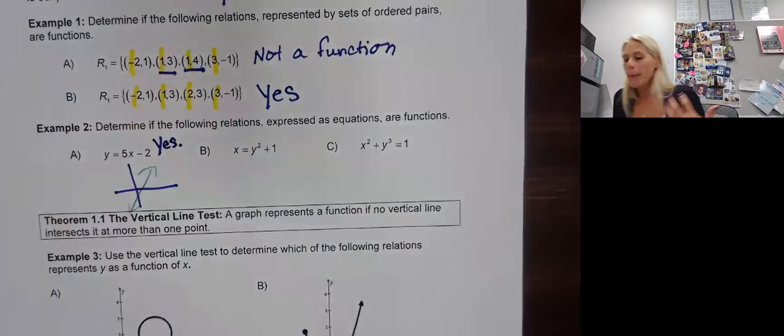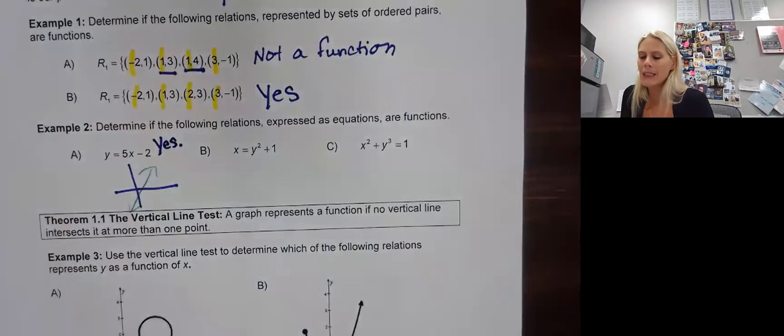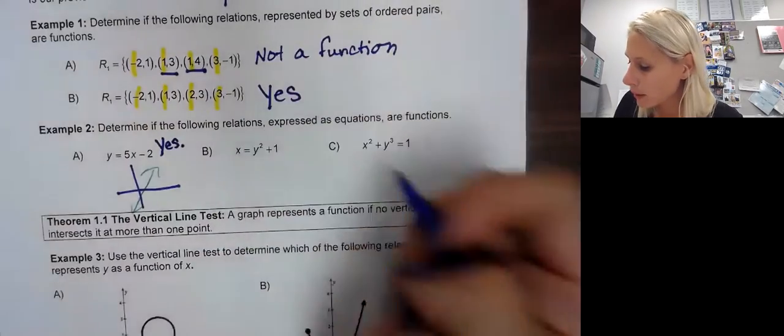Okay, B, we have x equals y squared plus 1. Well, this is a little tricky because we know, okay, and I'm going to put this on the side.